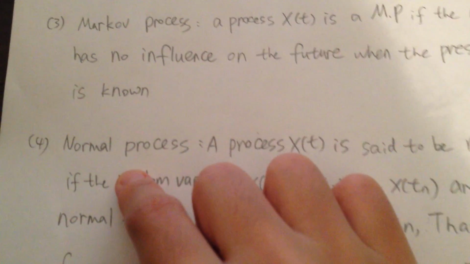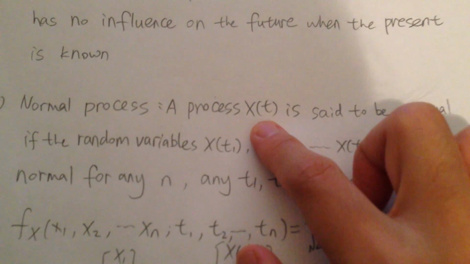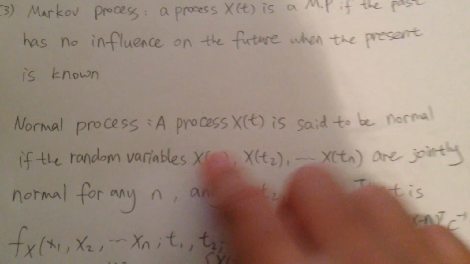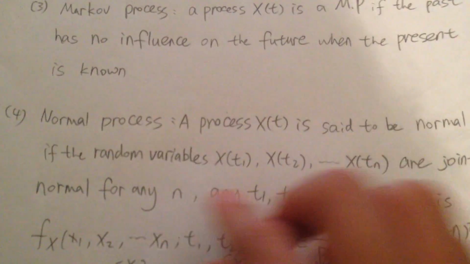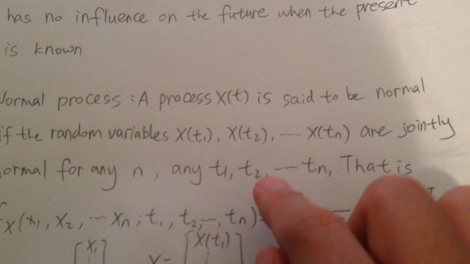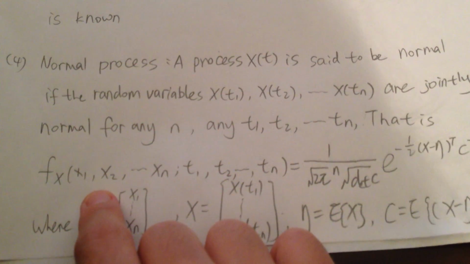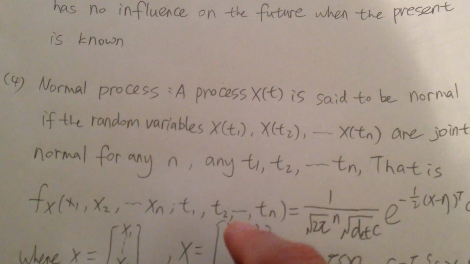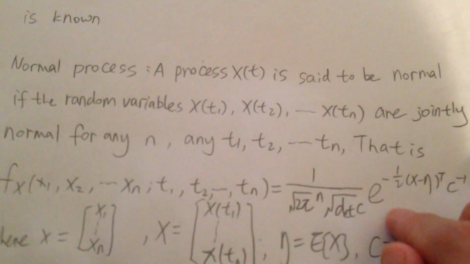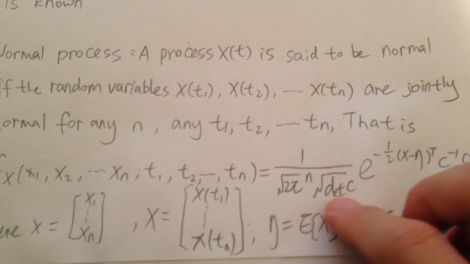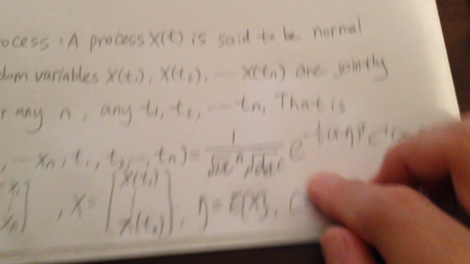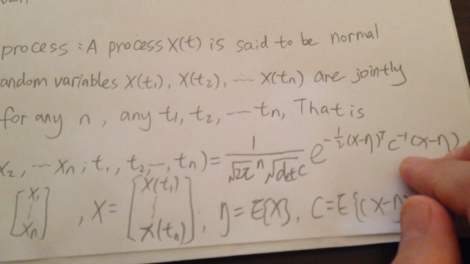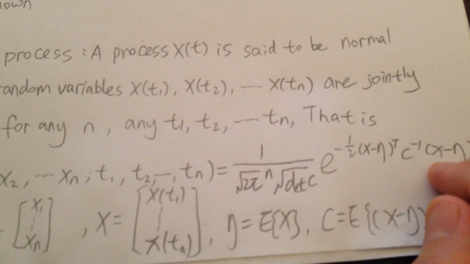Now look at another important process, the normal or Gaussian process. A process x(t) is said to be Gaussian if the random variables x(t1), x(t2) until x(tn) are jointly Gaussian for any n and any t1, t2 until tn. That is, the density function f_X(x1, x2, ..., xn; t1, t2, ..., tn) equals 1 over the square root of (2 pi) to the power of n, times the square root of the determinant of C, times e to the power of minus a half times (x minus eta) transpose, C inverse, (x minus eta).